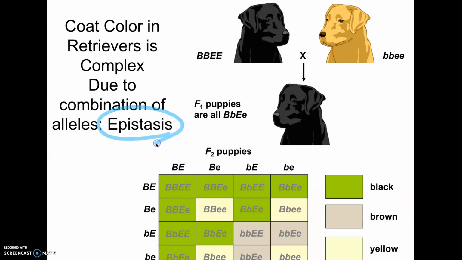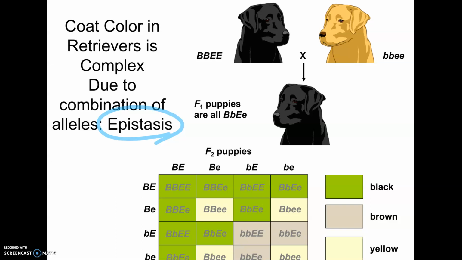All right, another thing that you might see, and this word is not going to appear on the AP exam, but I have seen traits like this in the AP exam, is something called epistasis. Epistasis is where there's more than one gene that codes for a trait, and the combination of two or more genes gives you different colors. So in this case, we're talking about black, brown, and yellow labs, Labrador retrievers, dogs. And notice it's two genes. There's a gene B and there's a gene E.